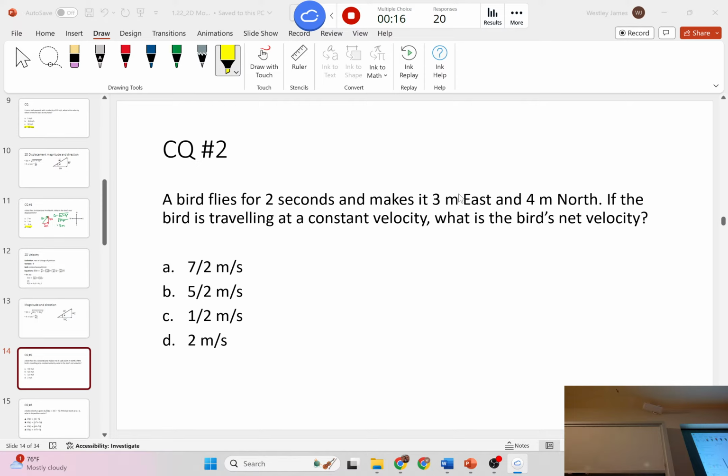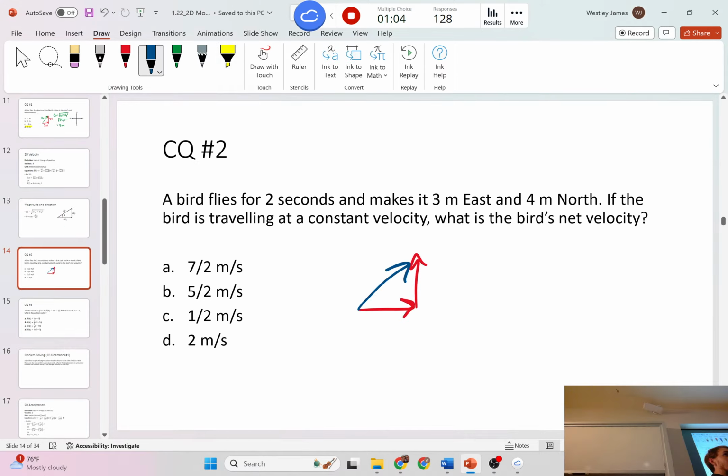This problem's not great because what I should have done is I should have given you the time that it travels east, and I should have given you the time it travels north. When it says it makes it 3 meters east and makes it 4 meters north, it's kind of confusing because it almost makes you think it goes to the right and then it goes this way. But this problem is saying that the bird travels this way, and it's not necessarily clear in the way I've worded it, so that's why I'm kind of going through this.